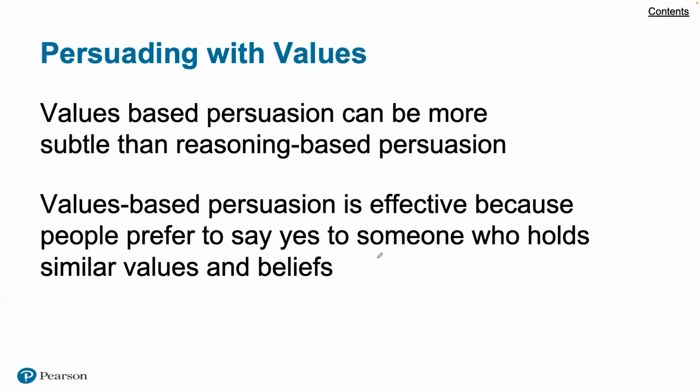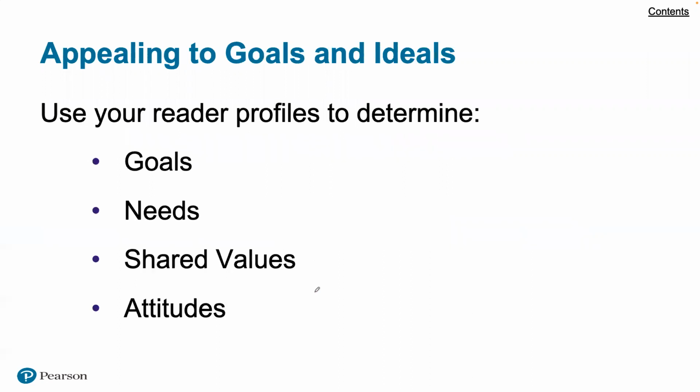So persuading with values, values-based persuasion can be more subtle than reasoning-based persuasion. So this is another area that we want to be able to leverage. Values-based persuasion is effective because people prefer to say yes to someone who holds similar values and benefits. And so you're trying to show an allegiance with values and beliefs with your reader and ultimately the decision makers that you're trying to contact for this type of area.